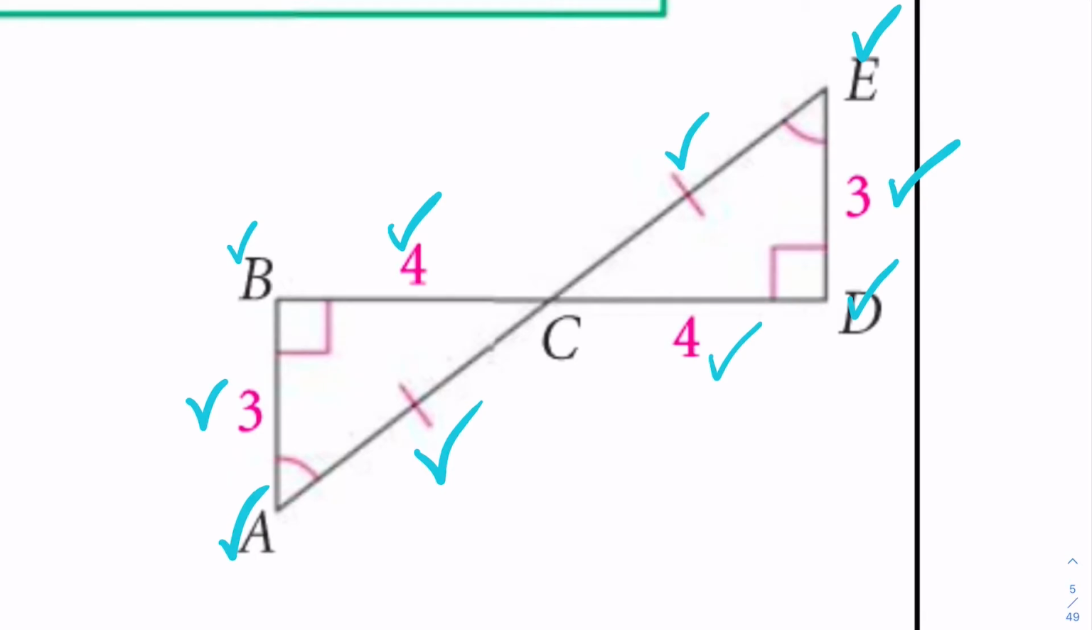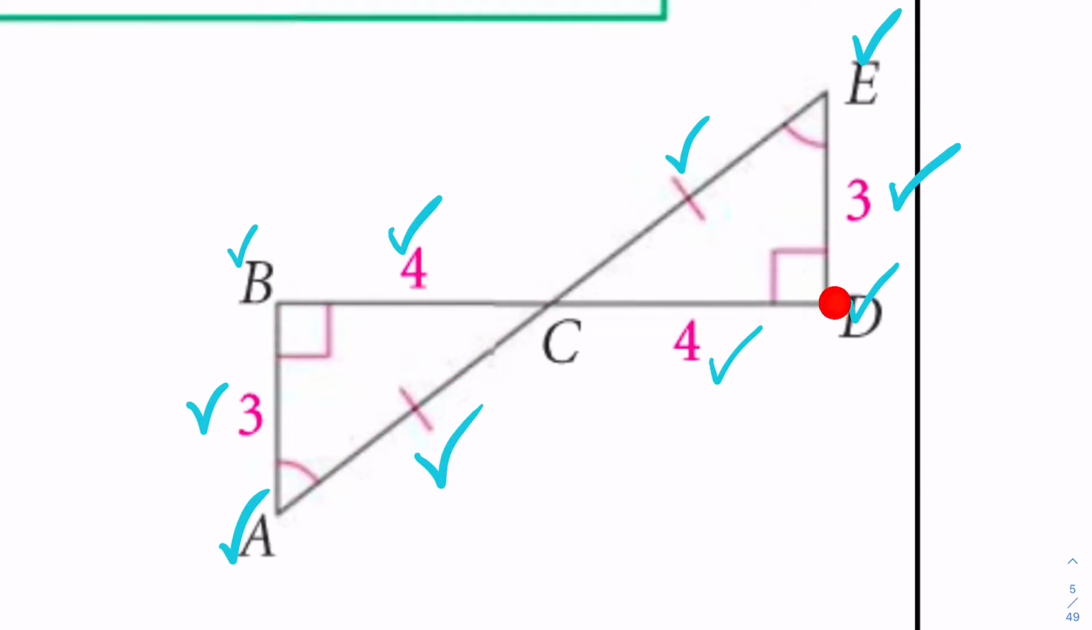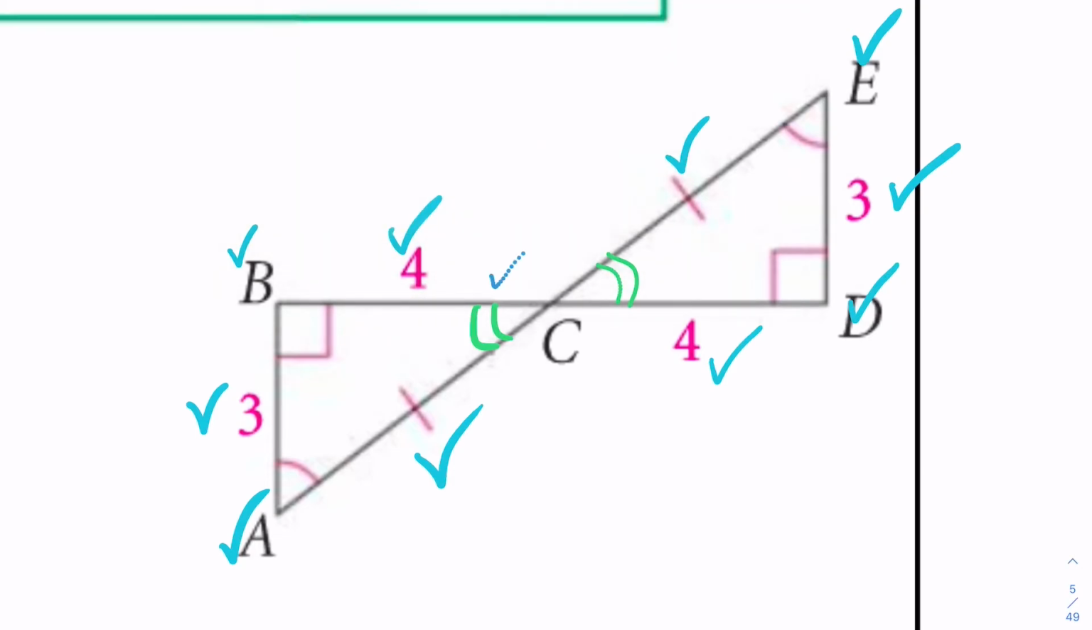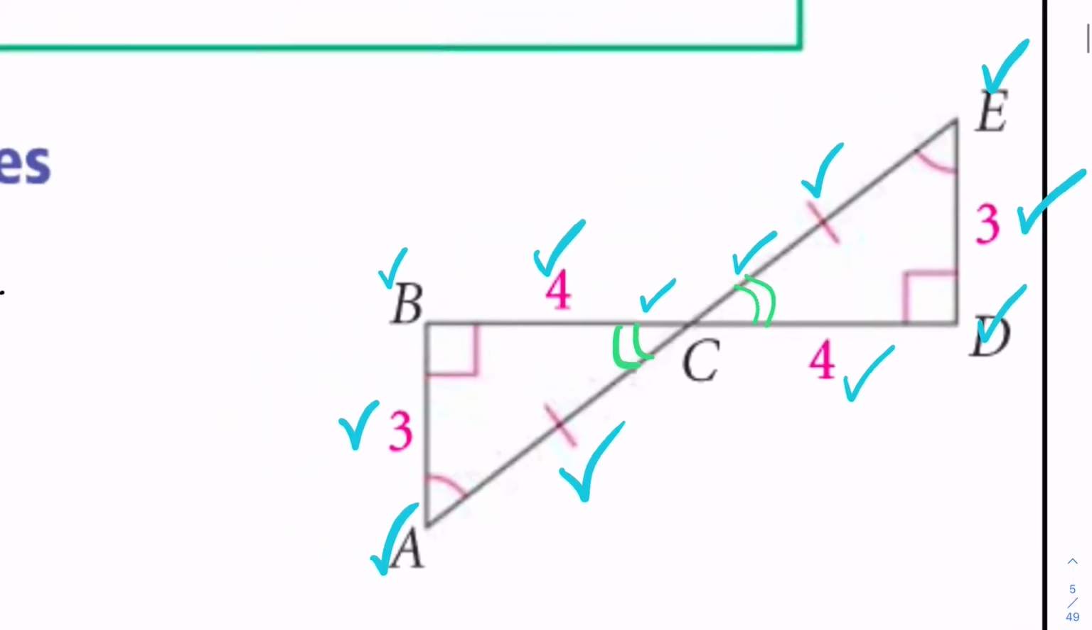And I'm not sure if you can see which one it is, but it's angle C. But we can't just call it C. We have to call it BCA. So BCA and DCE. Well, wait a minute. Vertical angles. What do we know about vertical angles? We know that they are congruent. So this was my last piece of information. Nope, hold on. Let's try that again. These angles are now congruent. Therefore, we have 6 pieces of information.